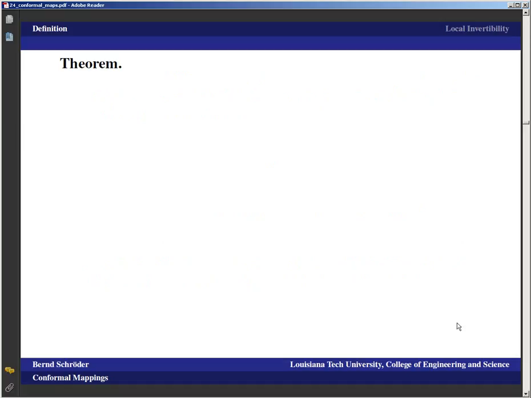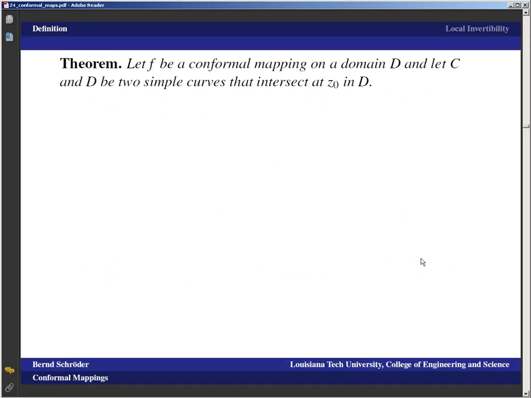This is an approximate argument. This is, with apologies to my colleagues in science and engineering, probably a scientific slash engineering argument. In mathematics, we'd like to have a rock hard proof. That goes like this. You take a conformal mapping on a domain D, and we let C and D be two simple curves that intersect at z0 in the domain D.